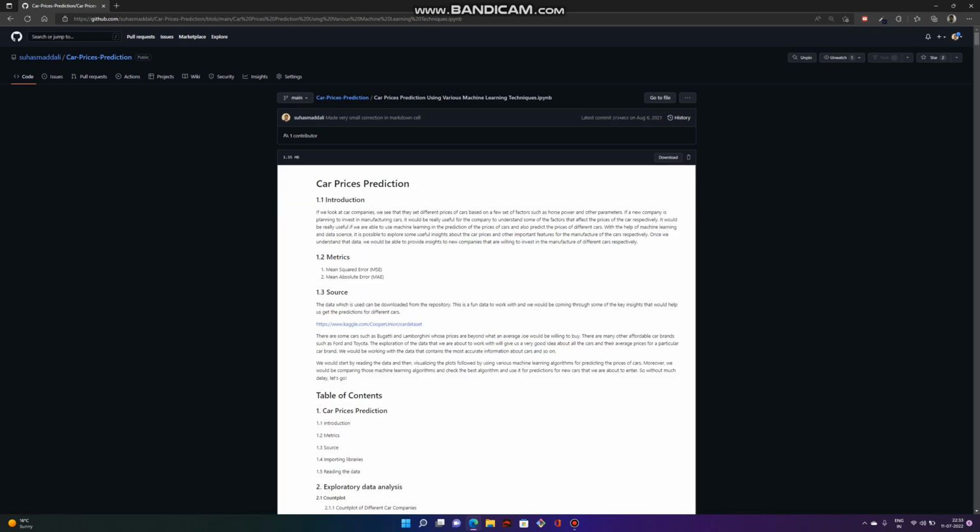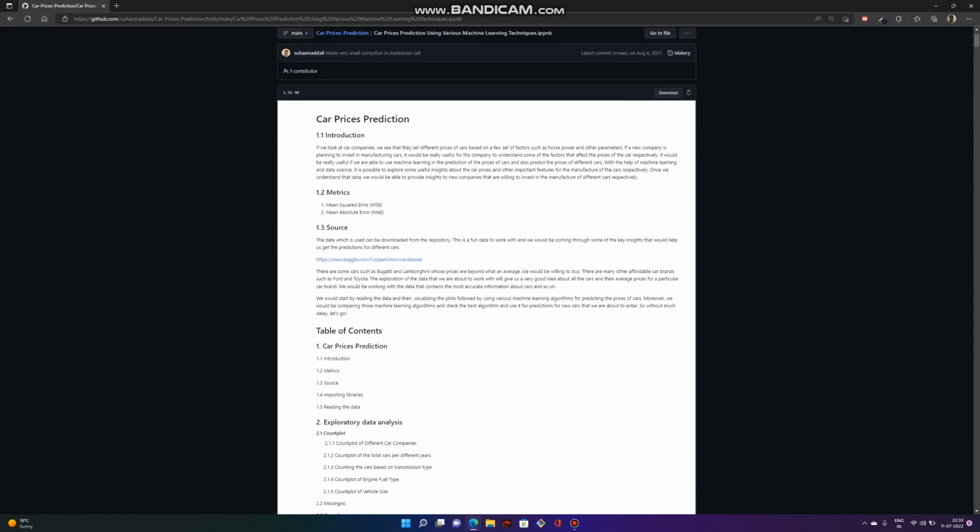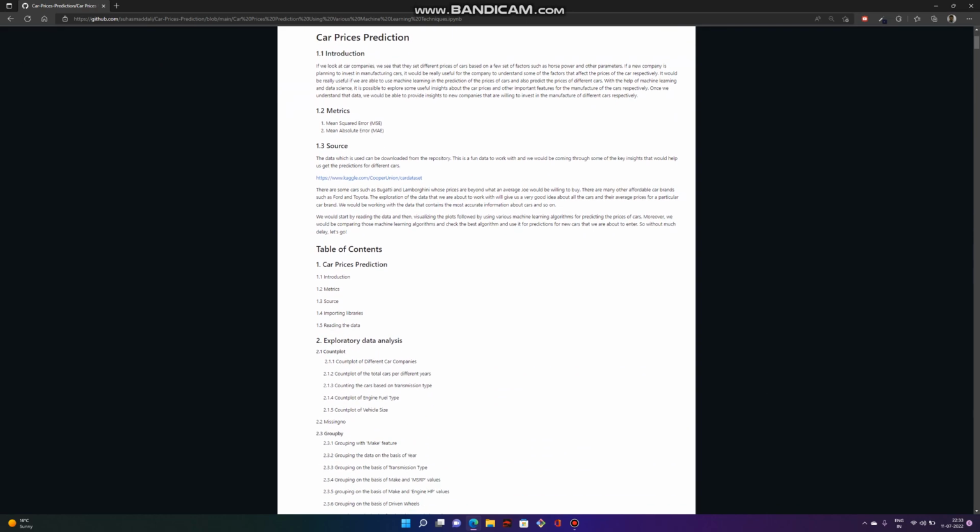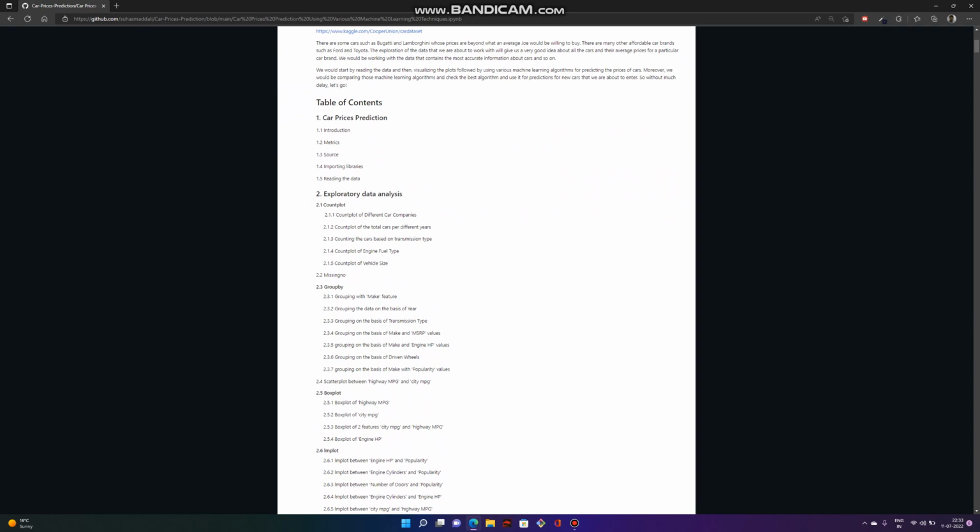We see here in the introduction the use case of our machine learning in predicting car prices. We have taken a few metrics. This is the source of the data. Here we find the table of contents, which covers the introduction, source, and importing the libraries. We also take into account exploratory data analysis, which is nothing but exploring our data to find hidden trends or patterns in the data.